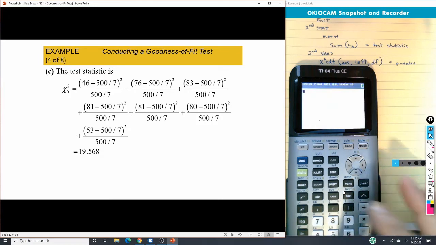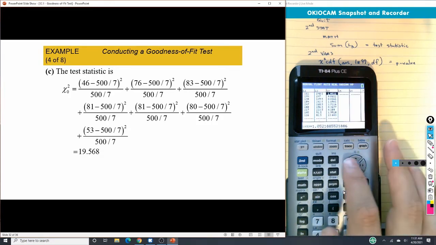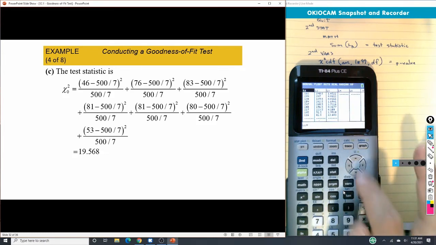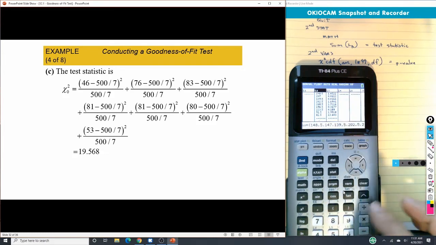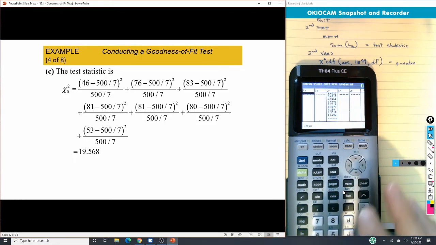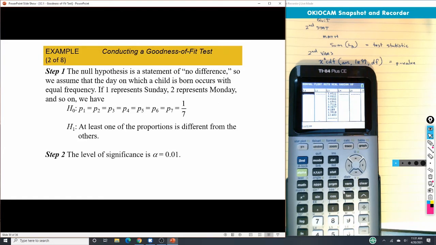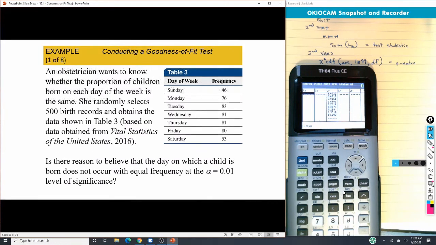So I'm going to clear that off. And I'm going to go back into stat. Here, I'm going to do number 1. And I'm going to press clear, enter, and then clear, enter here for those, okay? So let me go back to my chart here. Sorry. A little ahead of myself. All right, so our observed was 46, 76, 83, 81, 81, 80, and 53, okay?